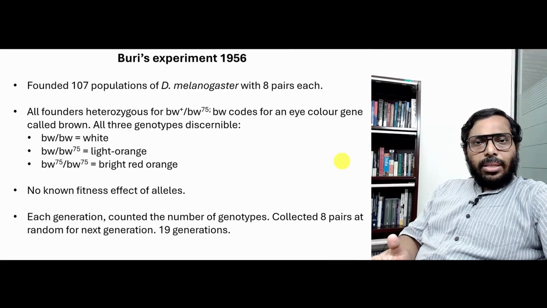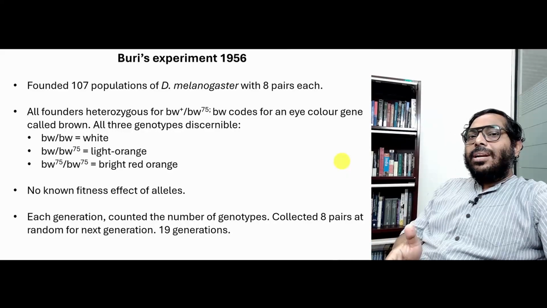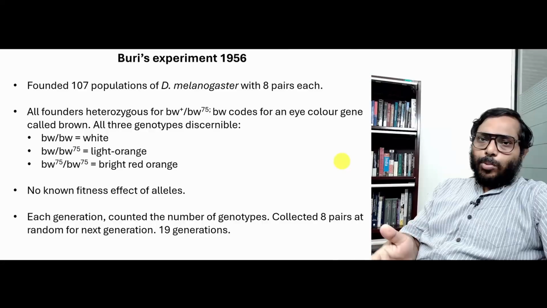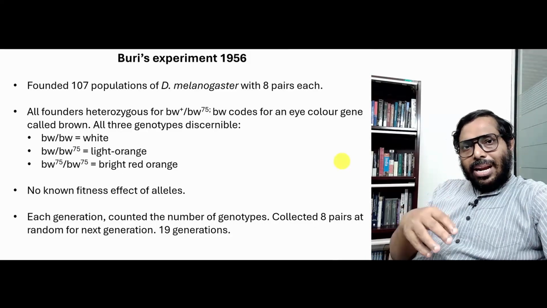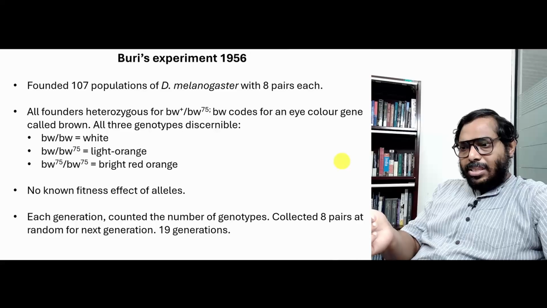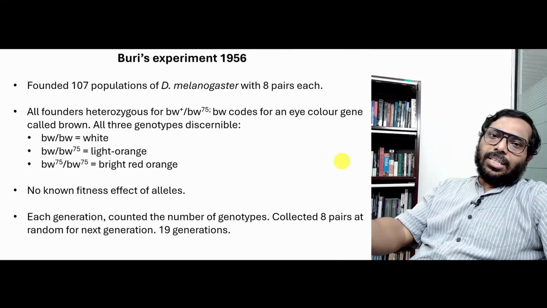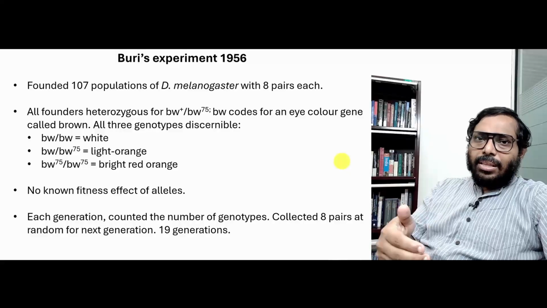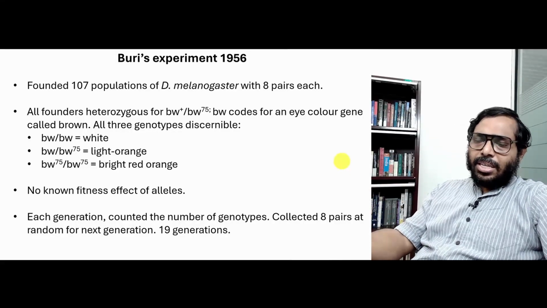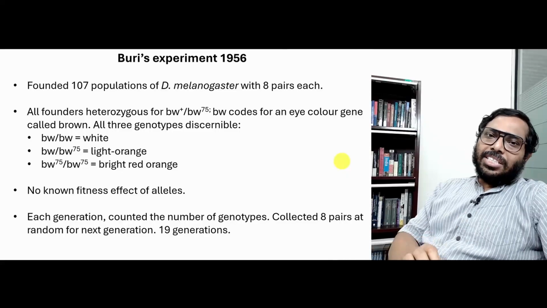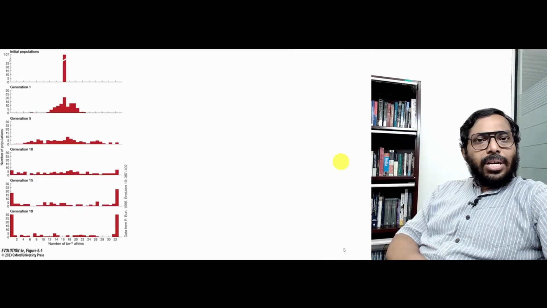And all he did in the experiment was that every single generation he counted the number of genotypes in the population, and every single generation he again collected 8 pairs, 8 males and 8 females at random, and then used them to found the next generation. So, basically the eggs laid by these pairs, those are the ones that created the next generation. He did this for 19 generations. So, here is what the experimental data looks like.